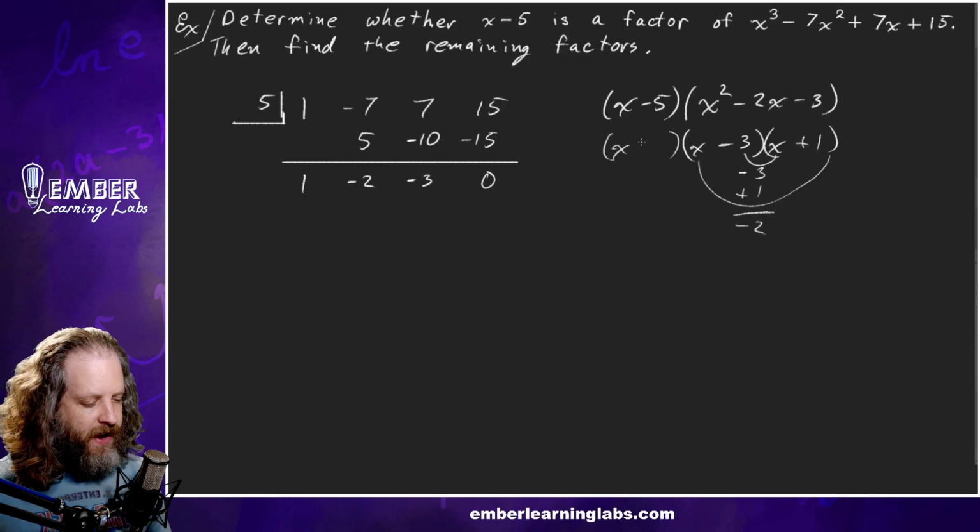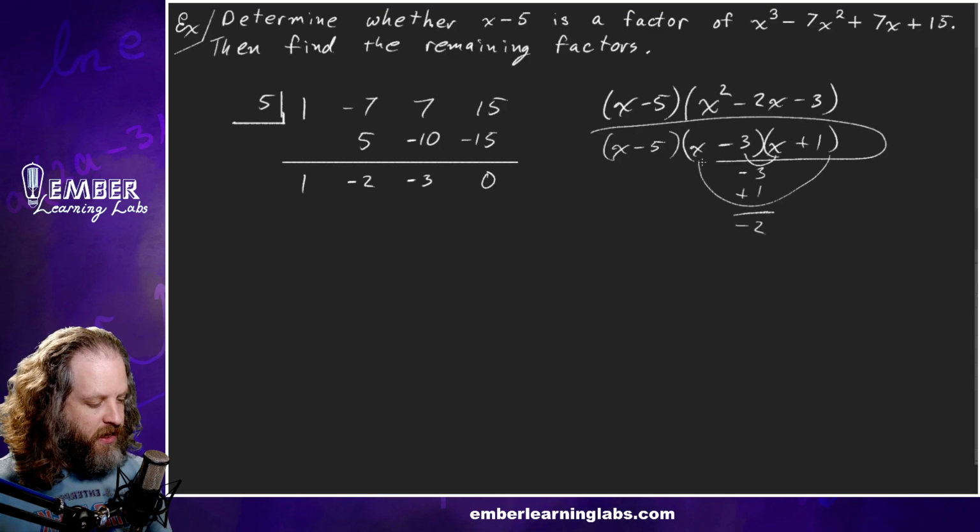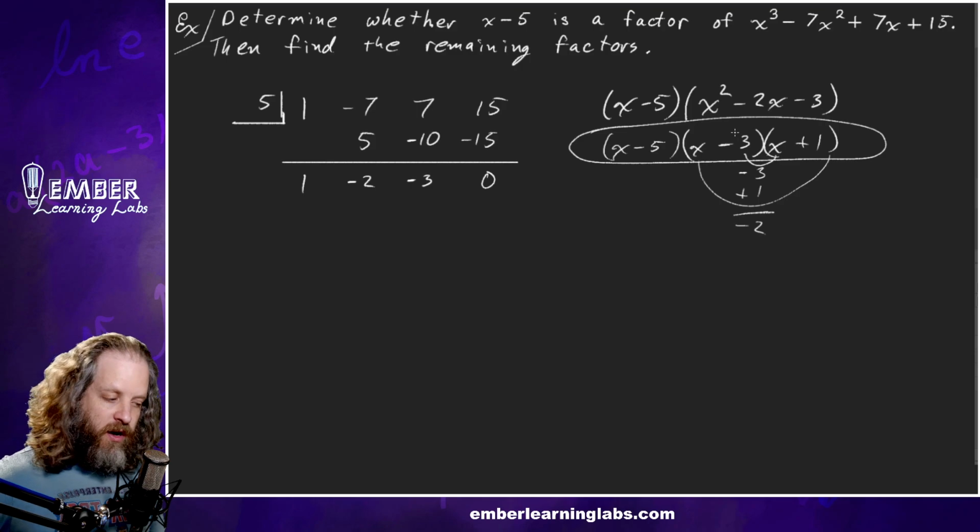So all the factors are x minus 5 times x minus 3 times x plus 1.